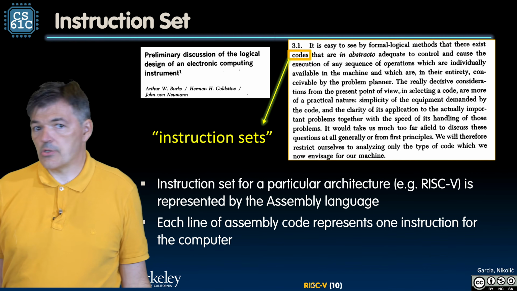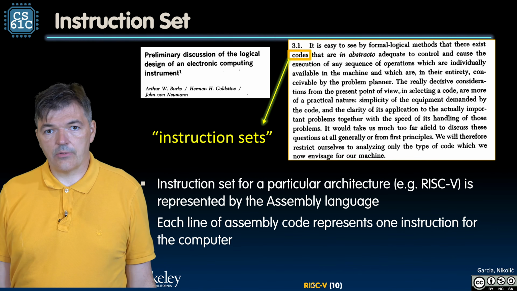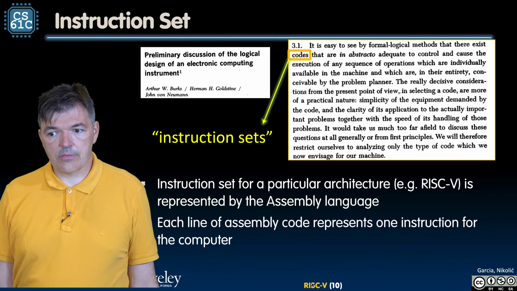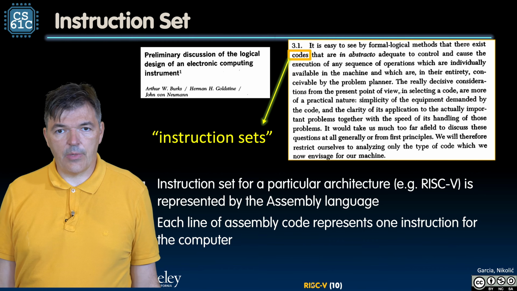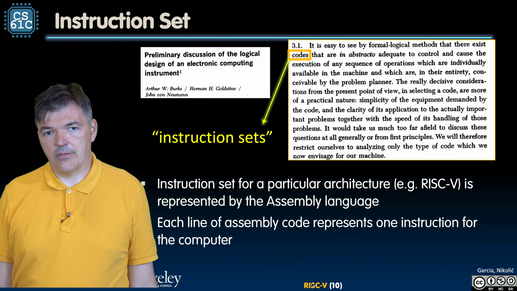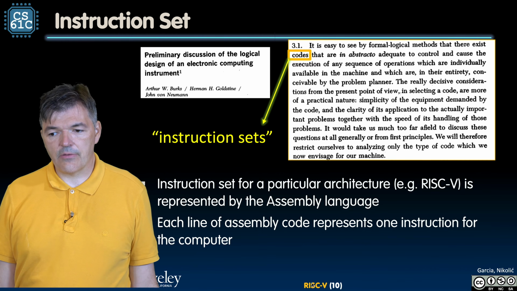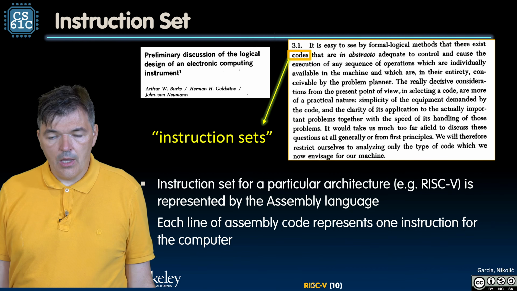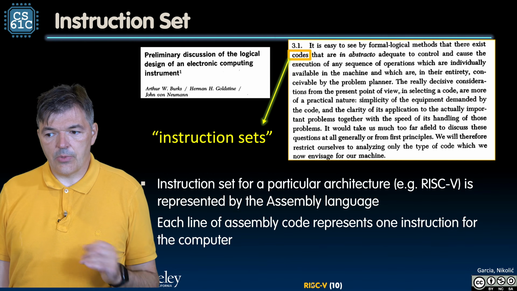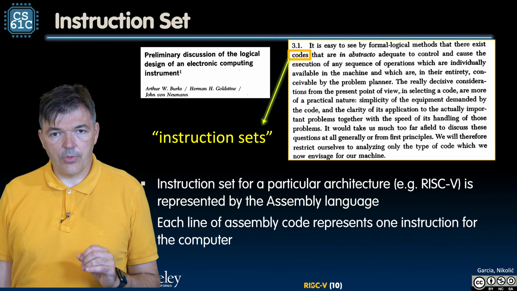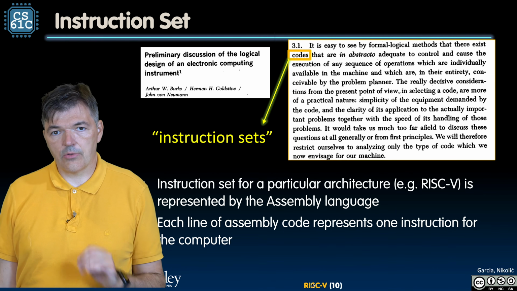Instruction set architecture is an old concept. It dates back to the first electronic computers discussed in this paper by Burks, Goldstein and von Neumann, dated roughly 1947. The key thing here is that each line of assembly code represents one instruction for the computer, and the computer is going to execute that.